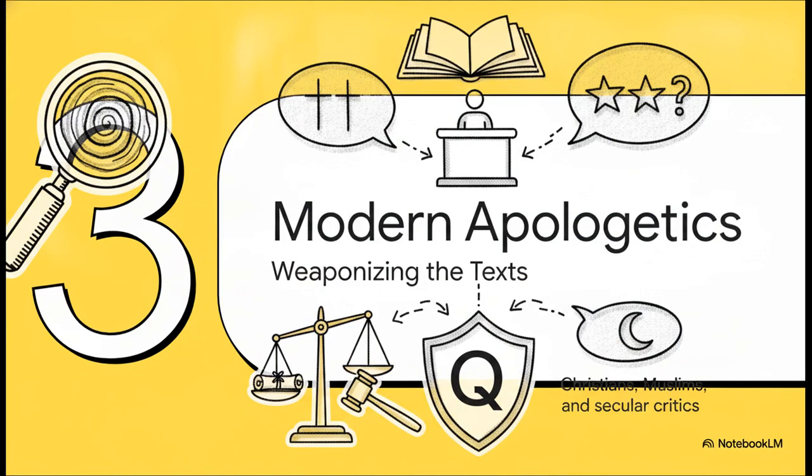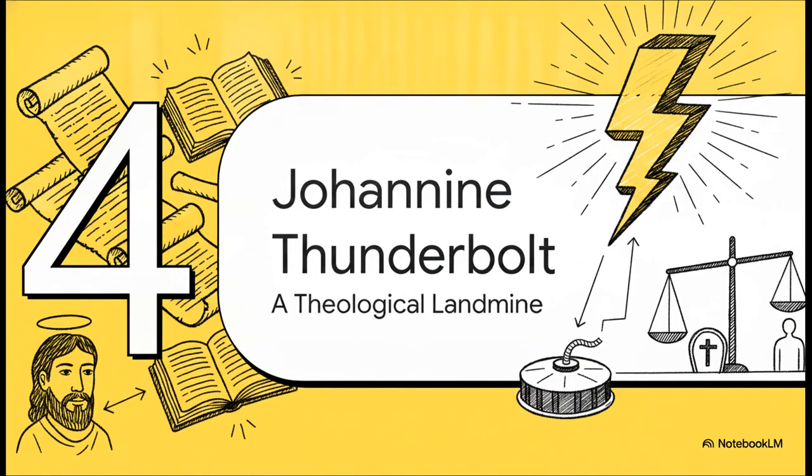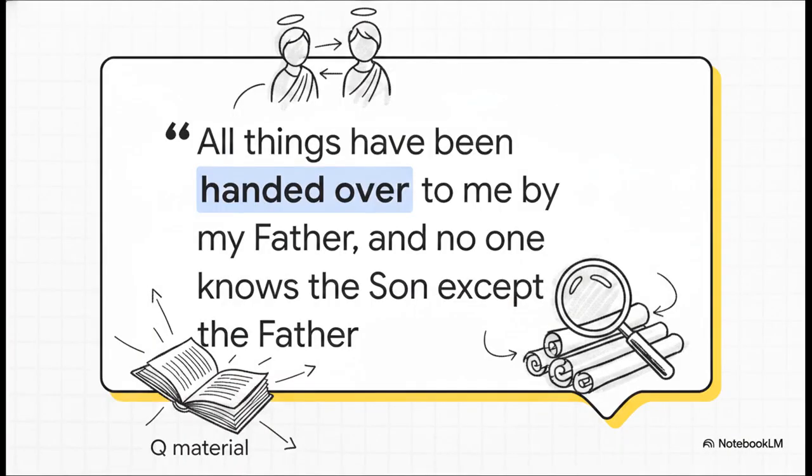Section 3. Modern Apologetic Battlegrounds. So we are now shifting from a historical detective story straight into a modern courtroom drama. Section 4. The Johannine Thunderbolts. You see, some Islamic apologists and secular critics love to use the idea of Q to argue that the earliest followers of Jesus just saw him as a normal human prophet, or maybe a wise sage. And they do this primarily because the reconstructed Q doesn't explicitly focus on the crucifixion or resurrection.